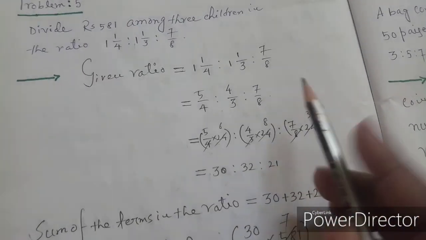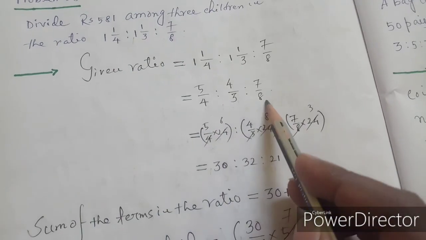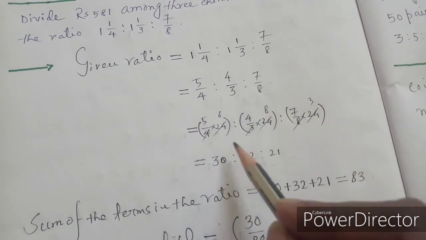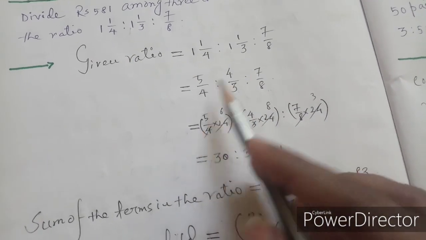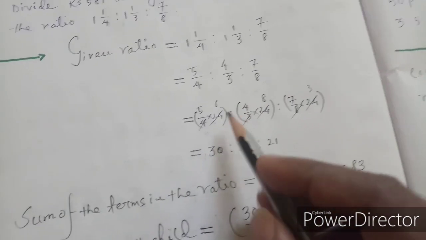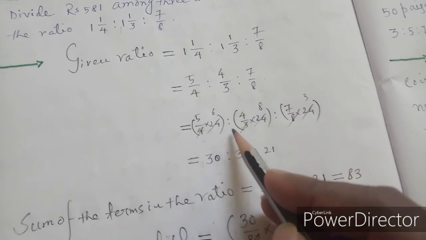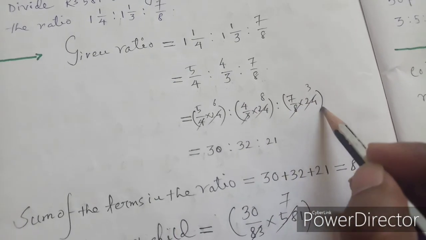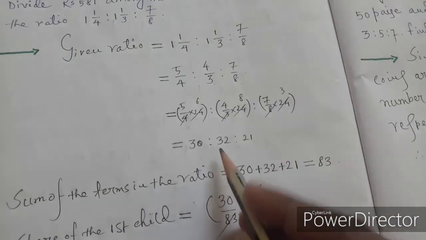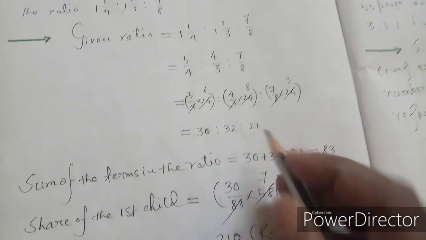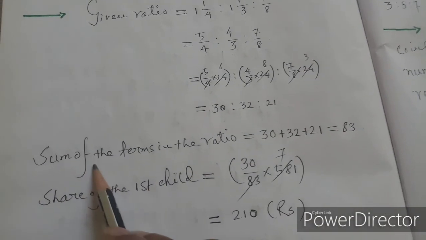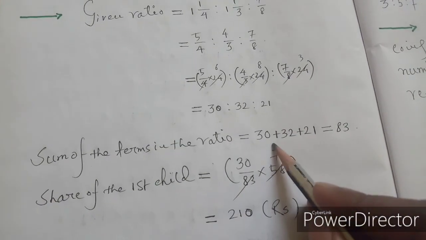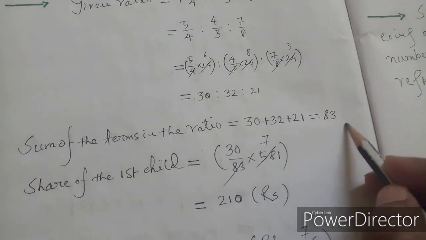So what is the LCM of this one and that one? 4, 3 and 8. LCM of 4, 3 and 8 is how much? 24. So multiplied each one by 24. How much it is? 5 by 4 into 24 is to 4 by 3 into 24 is to 7 by 8 into 24. So after simplification we got 30 is to 32 is to 21. So now sum of these 3 terms in the ratio, that is 30 plus 32 plus 21, that is equal to 83.